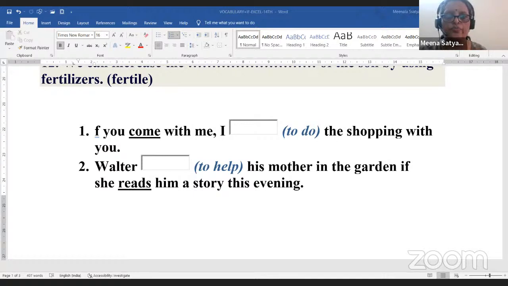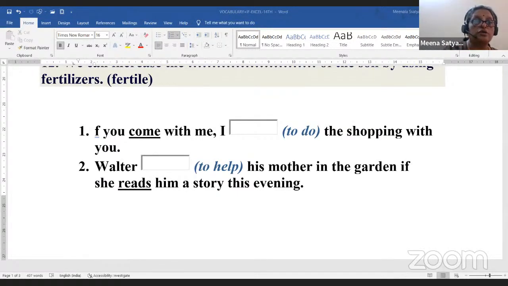It says Walter will help his mother if she reads the story. Have you seen "reads" and "will help"? If one sentence is in the usage of will, the other is just reads, speaks, talks, walks, runs, heats, boils, sings, dances. That means to say what? If one sentence is in the form of will plus the verb, the other one will automatically be simple present.